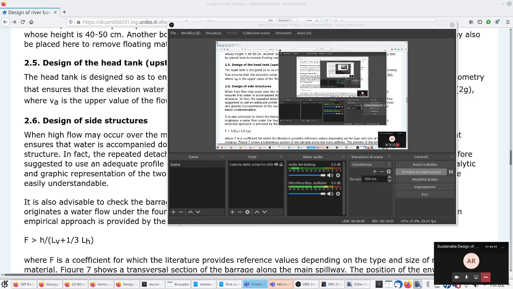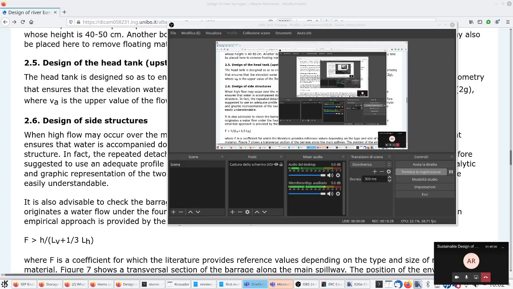Perfect. Now what we need, and this is actually the purpose of our design, is to estimate the length of the sand trap, L. So let's look now at the cross section of the sand trap. This is the longitudinal section.